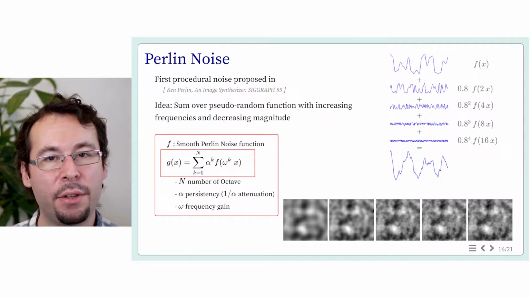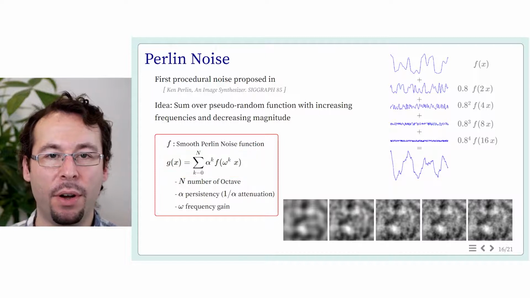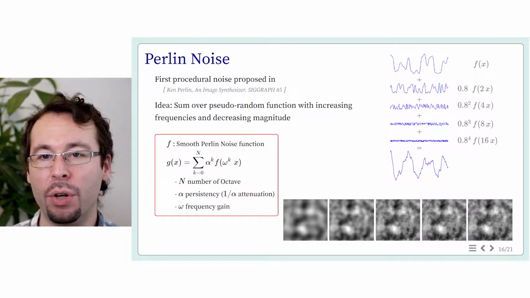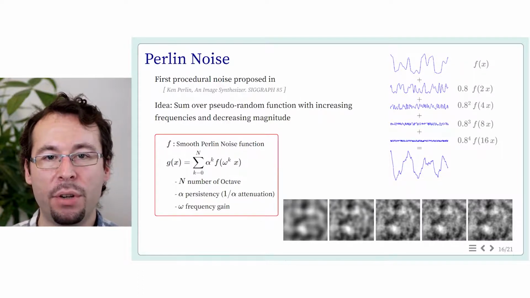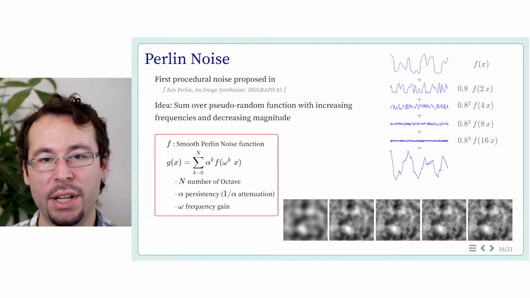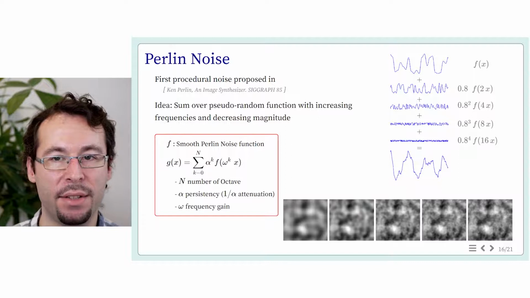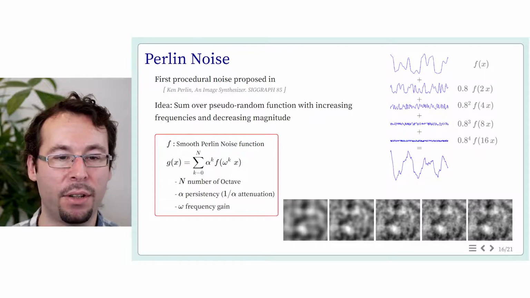And this is the general expression of the Perlin noise, G. It's a sum over what we call octaves, and we have n octaves in this case. For each octave, the magnitude decreases by the factor alpha, which is less than 1, and is called the persistency, and the frequency increases by a factor omega.